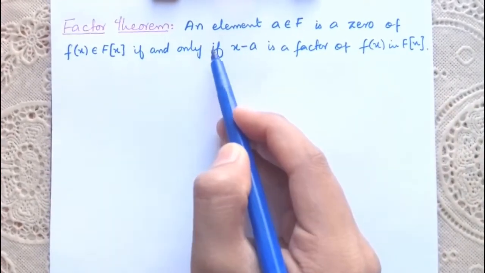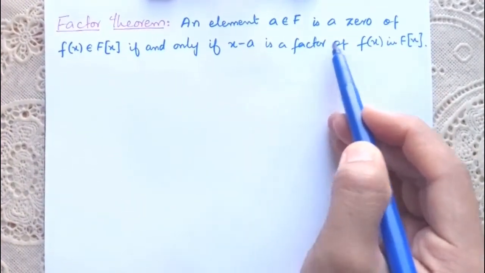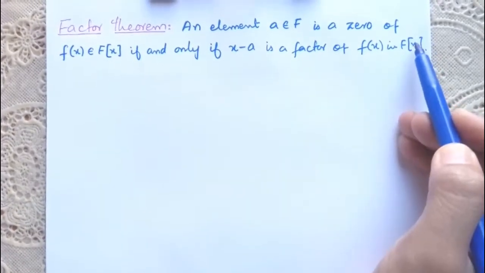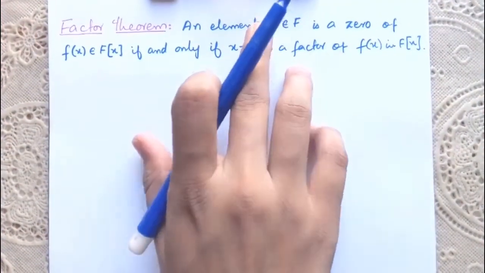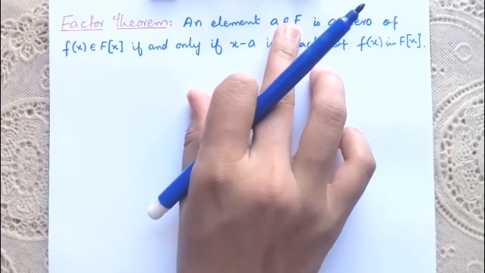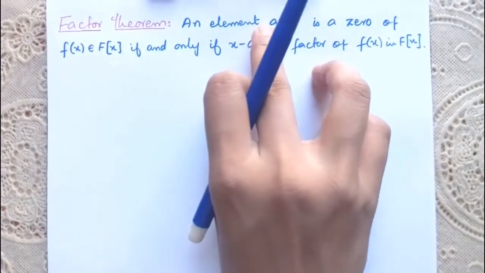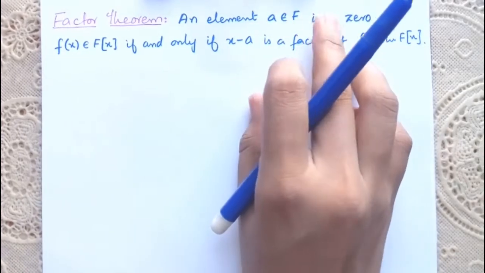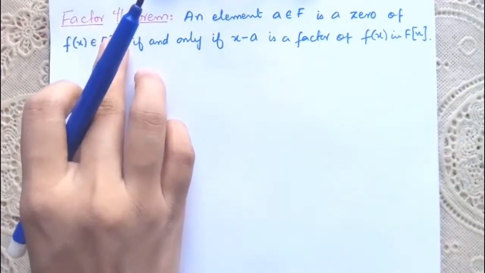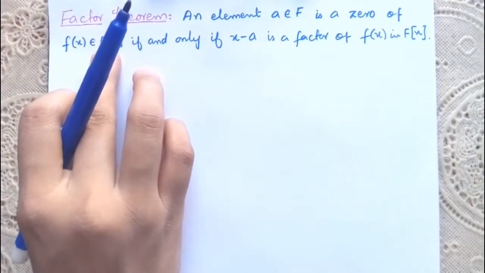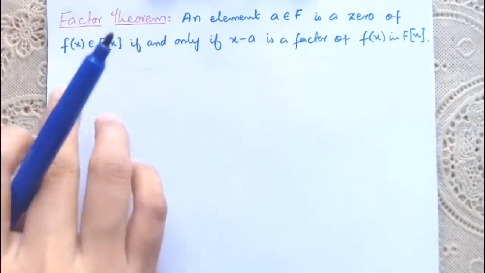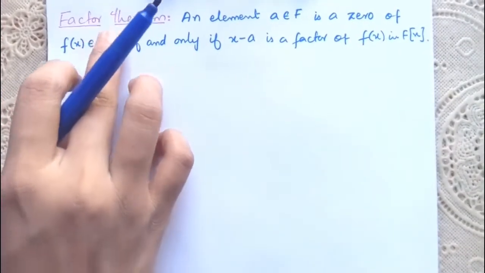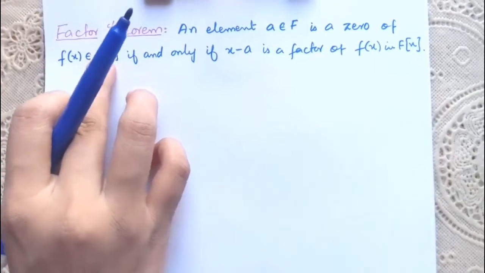If and only if x minus a is a factor of f(x) in F[x], meaning some element a which belongs to the field F, right? So this element a is a 0 of the polynomial f(x). What is f(x)? f(x) is the set of such polynomials whose coefficients and constants belong to this field F, and this is the set of all those polynomials, right?